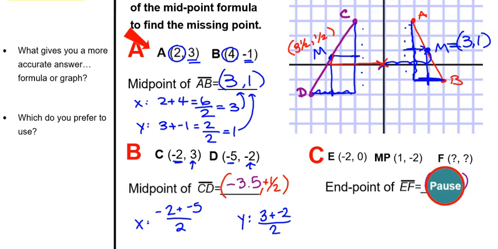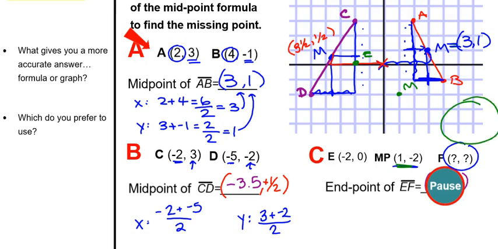Then, when I want to do the last question, notice that they actually give me the midpoint, and I don't know the other endpoint. This one is a little bit trickier. So we're going to take our graph. We're going to first put on E, which is at negative 2, 0. Go backwards 2 and up 0. There's my E point. And then I'm going to put on my midpoint, which is 1, negative 2: over 1, down 2. This is the midpoint. And now where is the other endpoint, F?